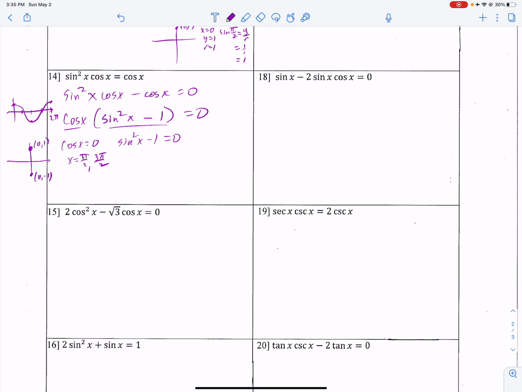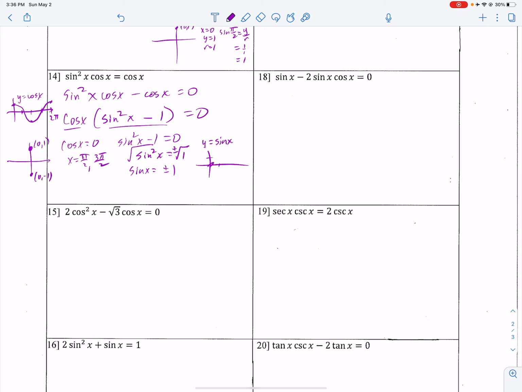Now for sine squared of x being negative, or we need to solve for sine here. Add 1, take the square root of both sides, and when you do that, don't forget you need plus or minus. And I need all the places where sine is plus or minus 1. So up here I had y equals the cosine graph. Here I could think about this graph of sine of x, which you need to just know.